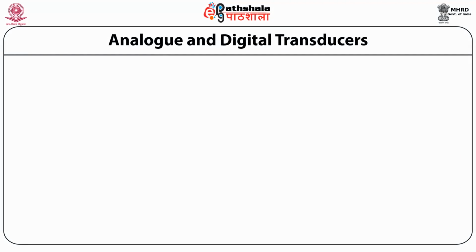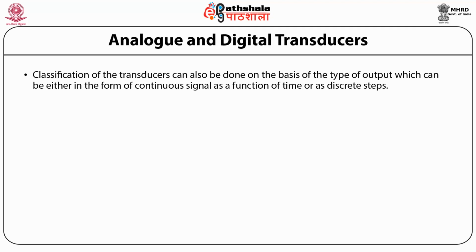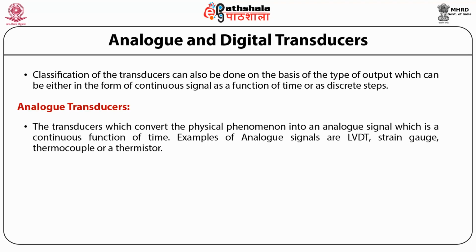Now students, let us see the analog and digital transducers. Classification of the transducers can also be done on the basis of the type of output, which can be either in the form of a continuous signal as a function of time or as discrete steps. First, the analog transducers. The transducers which convert the physical phenomenon into an analog signal, which is a continuous function of time. Examples of analog transducers are LVDT, strain gauge, thermocouple or a thermistor.